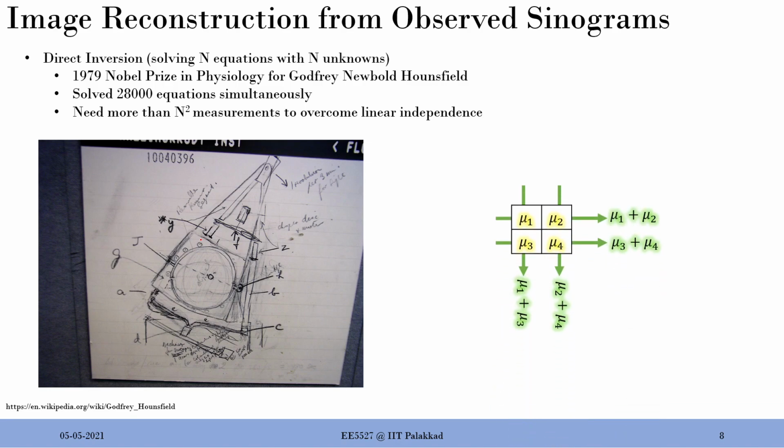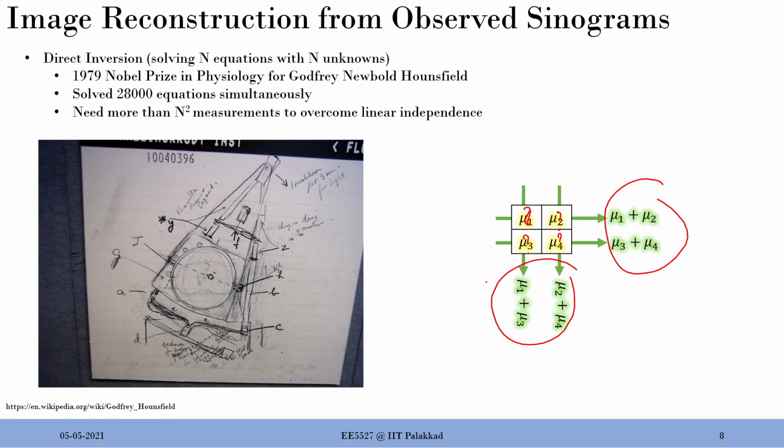And then what he did is something like this. Now we are talking about the pixel level. Let's say mu1, mu2, mu3, mu4 are the original values in this image, which we are not getting. What we get are these observations: mu1 plus mu2 through this projection, mu3 plus mu4 through this projection, and similarly mu2 plus mu4 through this projection, and mu1 plus mu3 through this projection. From these four observations, you need to get back mu1, mu2, mu3, mu4, and that's what image reconstruction, or back projection, is all about.